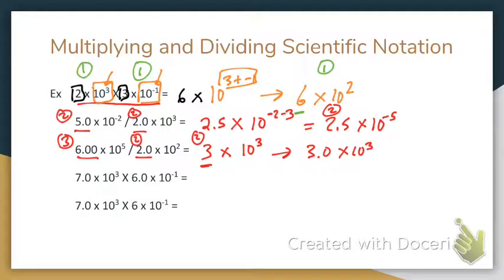All right, so here it gets a little more tricky. So there's an extra step involved. 7 times 6 is 42, times 10 to the third minus 1, so 3 plus a negative 1 is 2. Now notice that this is not correct scientific notation because there are 2 numbers to the left of the decimal. So I need to change it. So I'm going to change it to 4.2. But because I did that, I need to add an extra exponent, which would be to the third power.